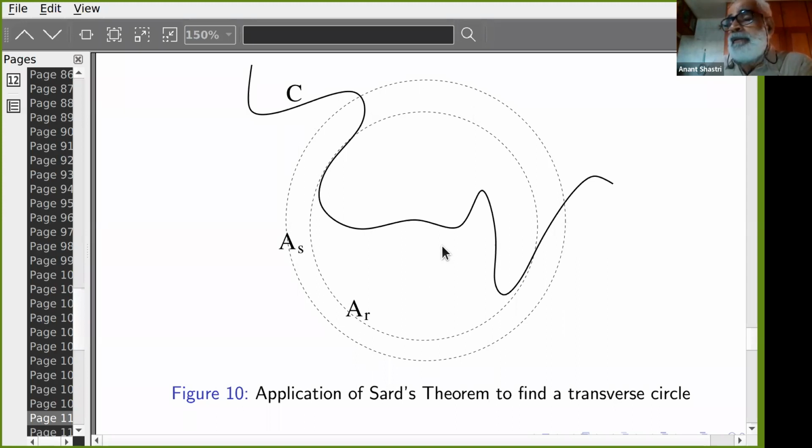Well, Sard's theorem tells you that this is always true. With a very small movement, everywhere it will be there, because a measure 0 set does not contain any open set, any open interval. In every open interval, there will be points belonging to the complement. So that is what I am using here.